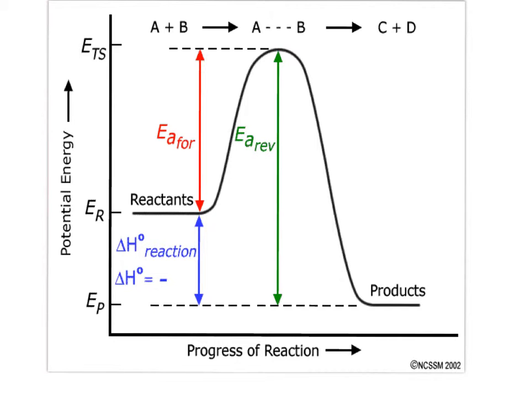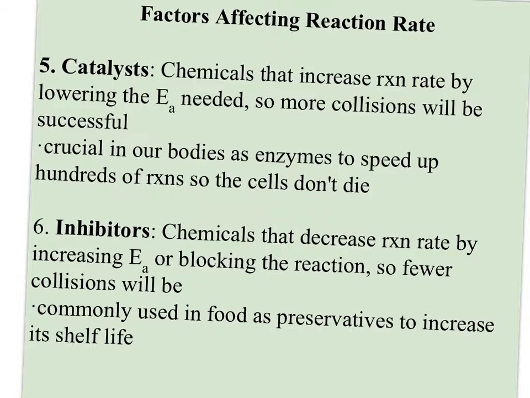Graphic here just to show you that it doesn't matter if it's endothermic or exothermic. This time your reactants have more energy, your products have less. So this is exothermic and energy is being released. But again, there's an activation energy for the forward reaction and there's an activation energy for the reverse reaction. So catalysts and inhibitors, what do?